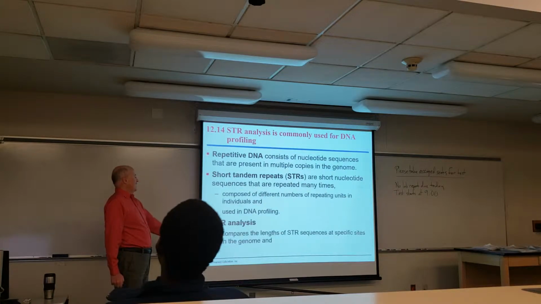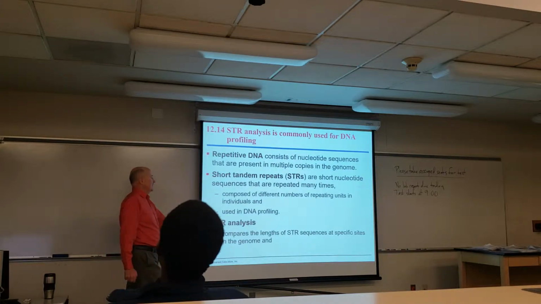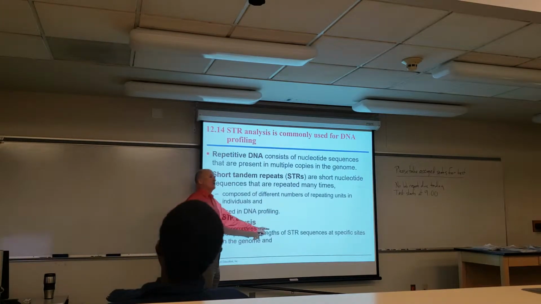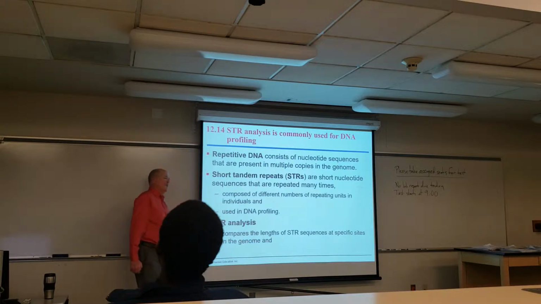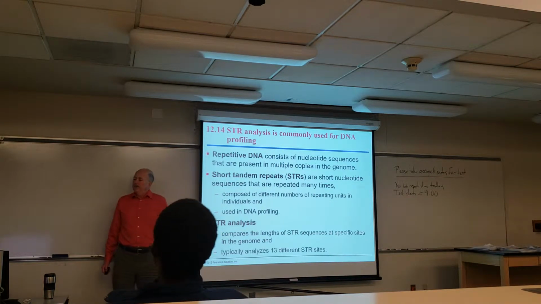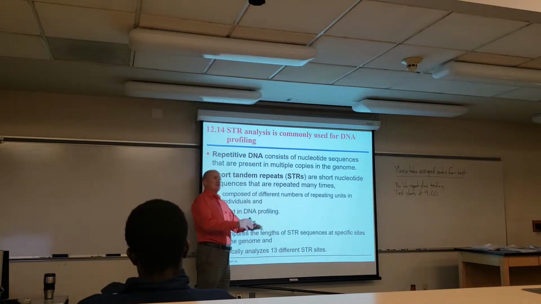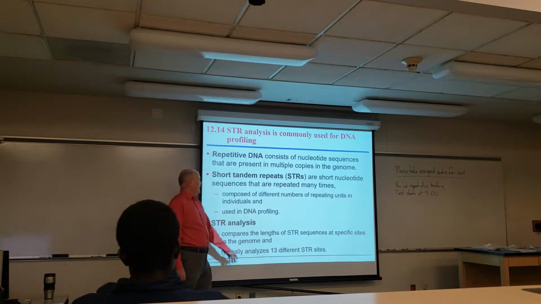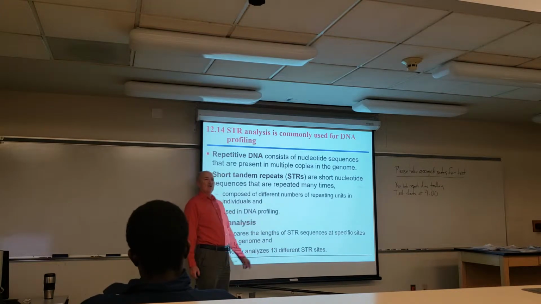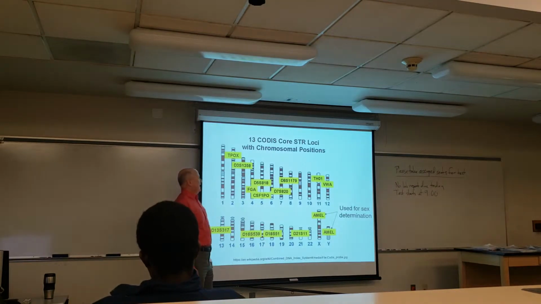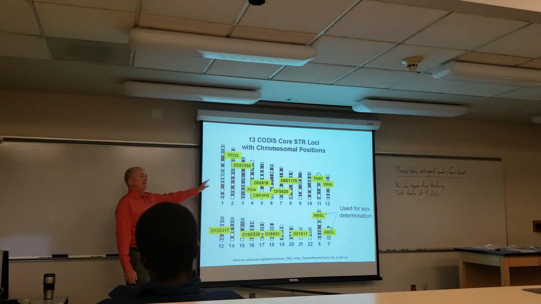This STR analysis is looking at how long these short tandem repeat sections are, and we have certain specific ones that are identified in the genome, and they are used in crime fighting. Typically, we're looking at 13 different sites within the human genome that have these STRs in them. And that's what you use, say, with the FBI.